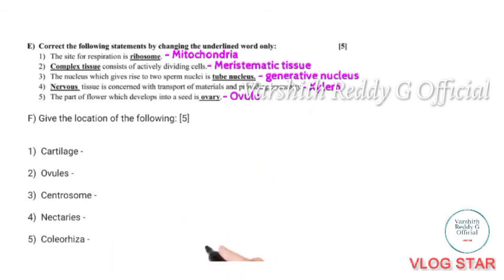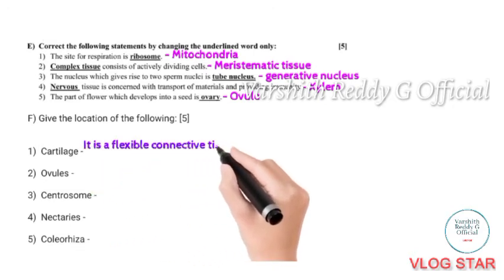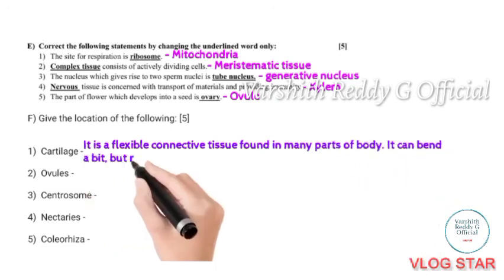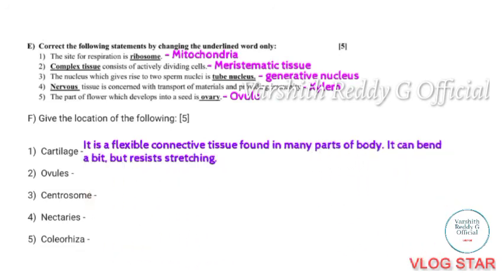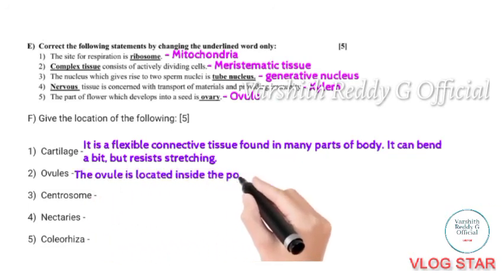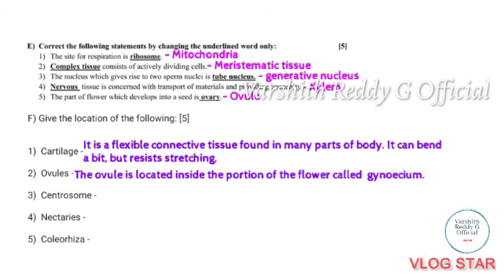So let's move on to the next bit, that is the F bit. Give the location of the following, which consists of 5 marks. Number 1. Cartilage. It is a flexible connective tissue found in many parts of the body. It can bend a bit but resists stretching. Second one. Ovule. The ovule is located inside the portion of the flower called gynoecium.